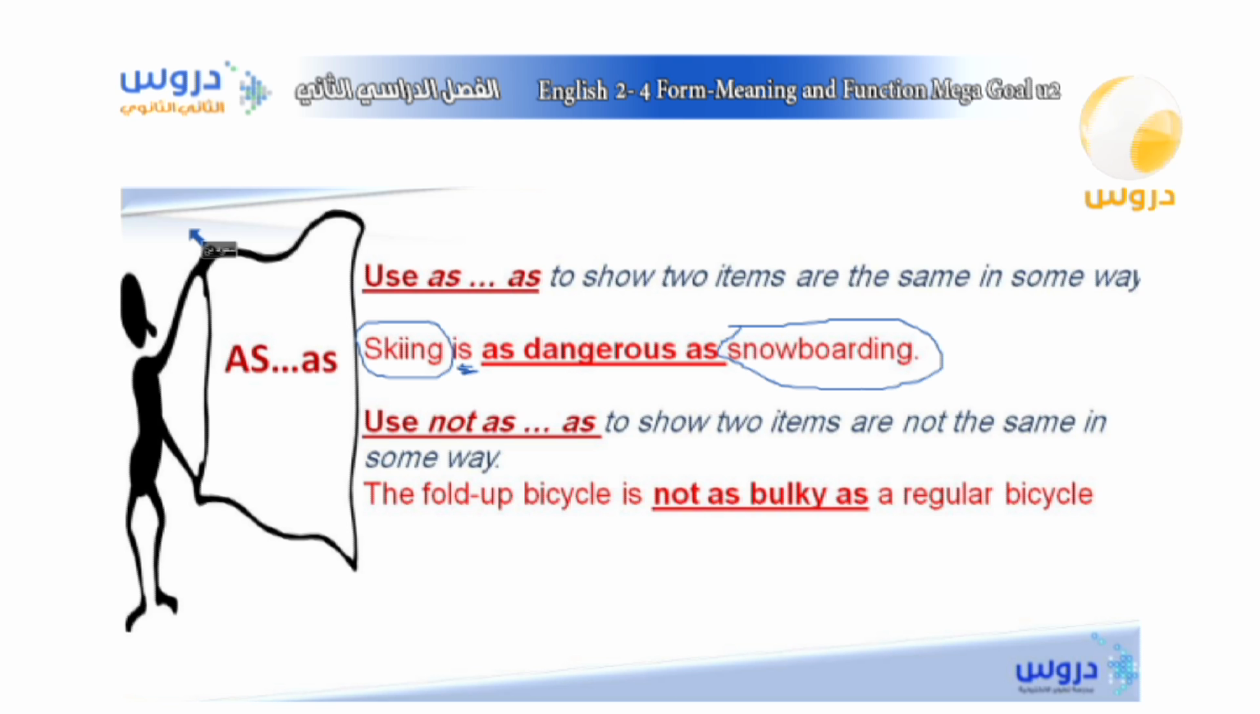Use "not as... as" to show two items are not the same in some way. For example, the fold-up bicycle is not as bulky as a regular bicycle. Here we have to use "not" after "is", not before "is". Okay, the bicycle is not. And we use the same structure.